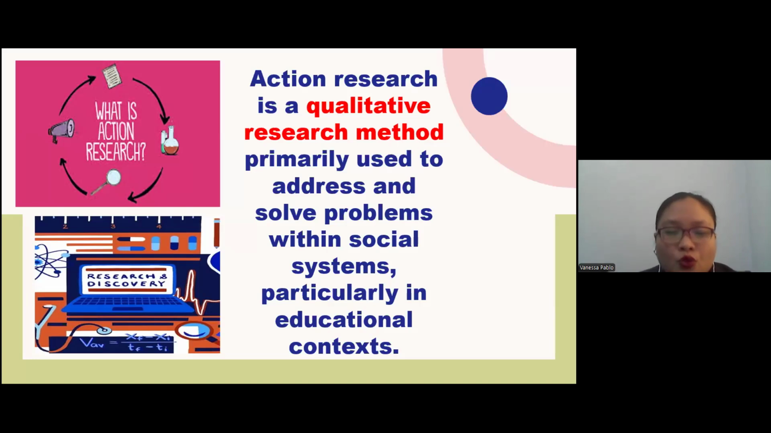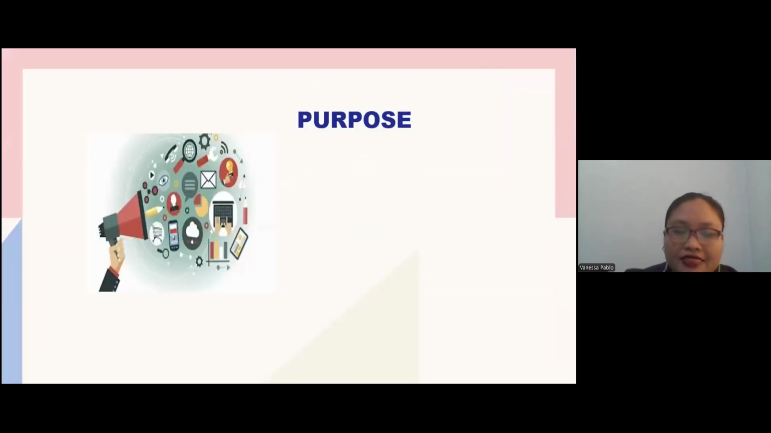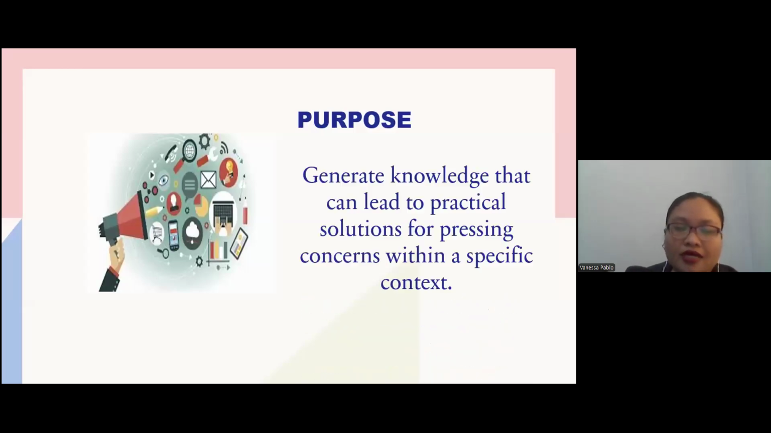Okay. So also, this method is particularly favored by educators because it fosters continuous improvement in teaching, enhancing student engagement, and learning outcomes. Okay. So action research has this purpose. As mentioned by Diane a while ago, it is a systematic approach, meaning we should follow different steps before we implement an action. So in educational settings, there are different problems and challenges. So our purpose is to generate knowledge that can lead to practical solutions, no? Meaning implementable. So these specific solutions are based on the investigations that are usually conducted through different steps.